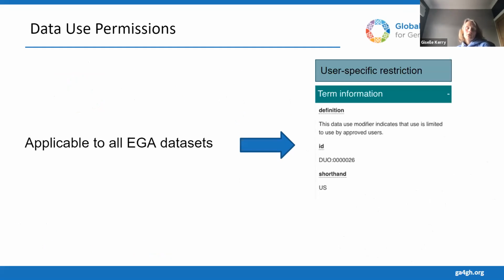So for those that don't know, the EGA is a managed access archive. This basically means anybody who wants to access data that's held at the EGA has to apply for access through the Dataset's Data Access Committee. So in essence, every dataset within EGA could actually be tagged with DUO 26, which basically states that the data is only available to approved users. Next slide, please.